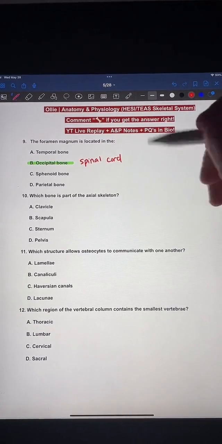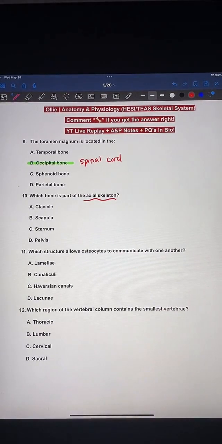Number 10, which bone is part of our axial skeleton?